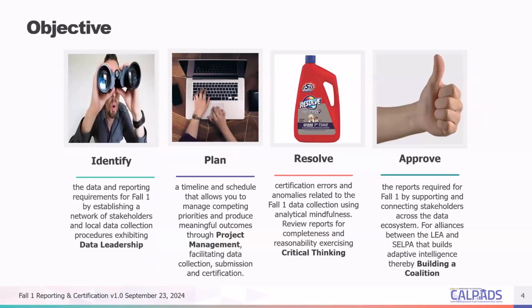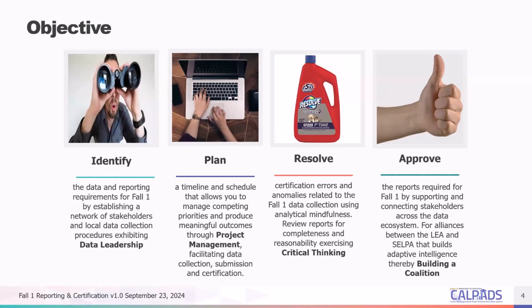All our trainings have objectives. For reporting and certification, we want you to be able to identify the data reporting requirements for Fall 1 and establish a network of stakeholders for the local data collection procedures. So basically, we want you to be able to rally the troops, right? This job should not be performed in a silo. Find out who your key stakeholders are, whether they're superintendents, CBOs, program coordinators, and you want them to be available to provide guidance, verify counts on reports, and help troubleshoot if you have to find information about individual students.